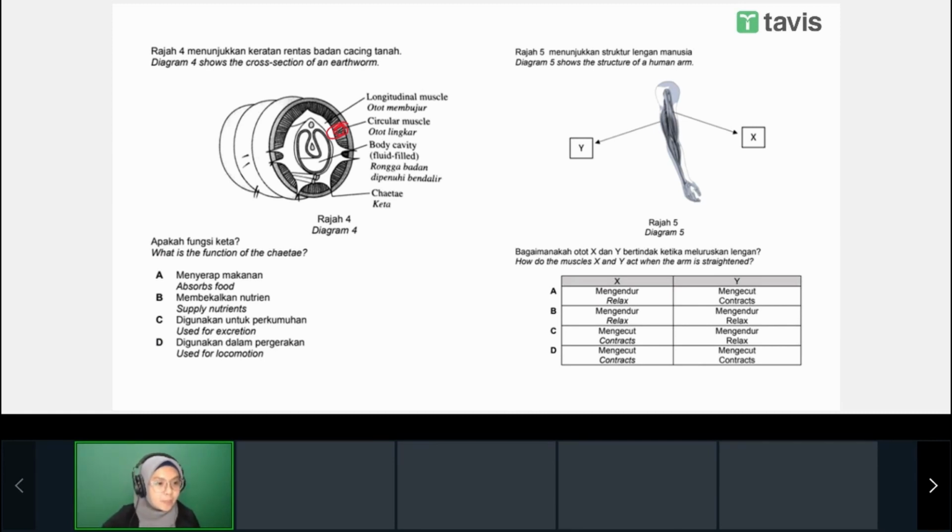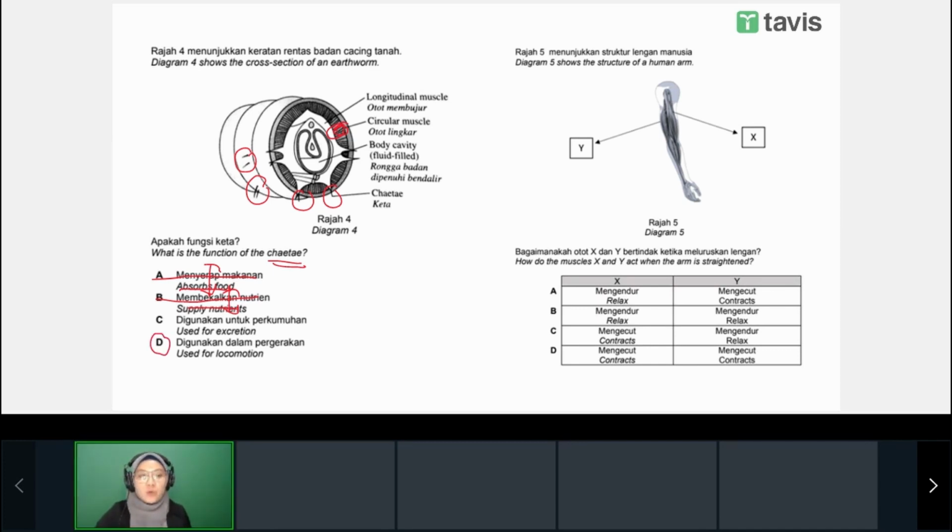Okay, let's see the question. What is the function of the chaeta? The keyword over here is the chaeta. This one is the chaeta. What is the function of the bristle-like chaeta? Is it for absorbing food? Just now we learned about locomotion, not about the absorption of food. So this one is incorrect. Potong, remove the answer. Supply a nutrient? How can you get a nutrient from that bristle-like thing? So it's also incorrect. Okay, how about C? Use for excretion. We are not using that for excretion, right? So the correct answer will be locomotion. We learned this when we talked about the longitudinal muscle and circular muscle. Please remember it's for the locomotion of a hydrostatic animal.